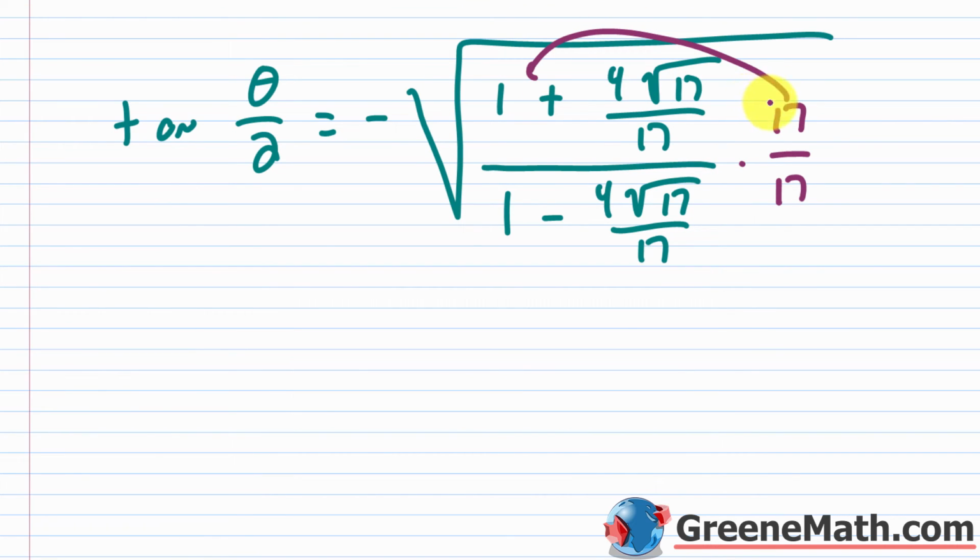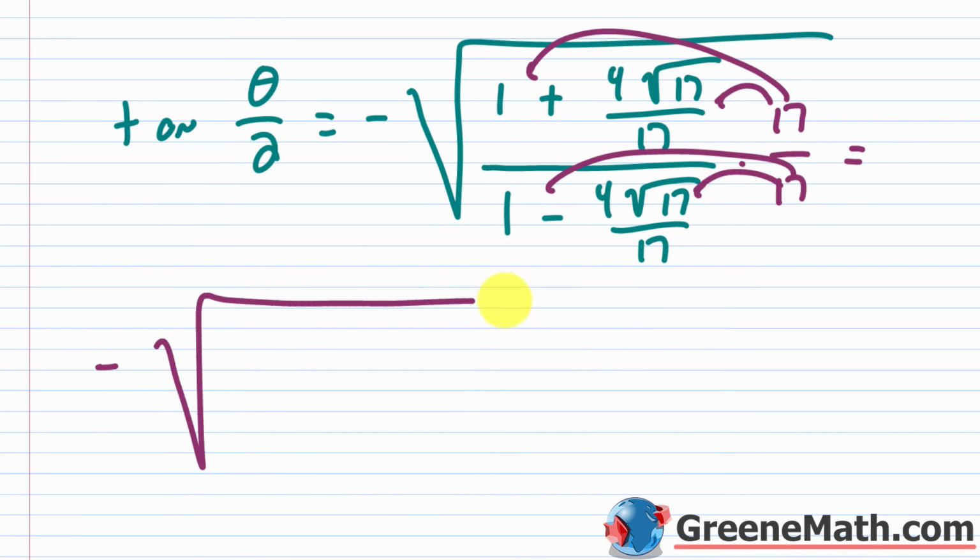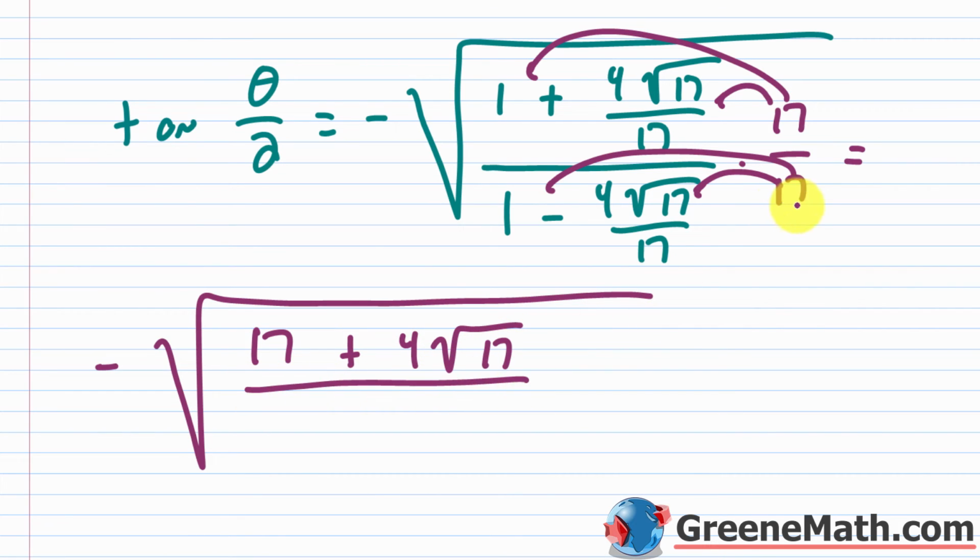That way we can clear out the denominators to get things started. So let's say that this is equal to the negative of your square root. 17 times 1 is 17. And then 17 and 17 here, the denominator would cancel. So this is plus 4 times square root of 17 over 17 times 1 is 17, and then minus, and then here 17 and 17 would cancel. So you'd have 4 times the square root of 17.